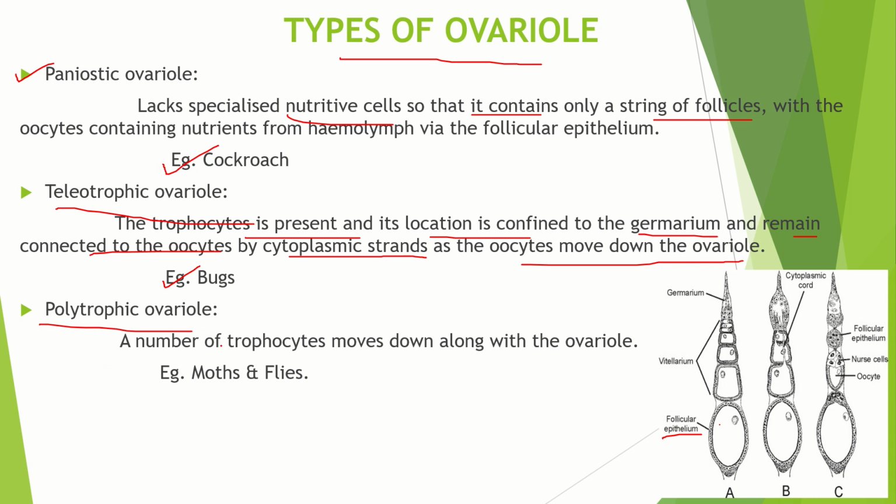Next is the polytrophic ovariole. In the polytrophic ovariole, the trophocytes move down along with the oocyte in the ovariole. This means the trophocytes, or nurse cells, move down parallel through the ovariole, and this is called the polytrophic ovariole. Examples are the moth and fly. This is the polytrophic ovariole, and this is the telotrophic ovariole. There is the diagram of these types of ovarioles.